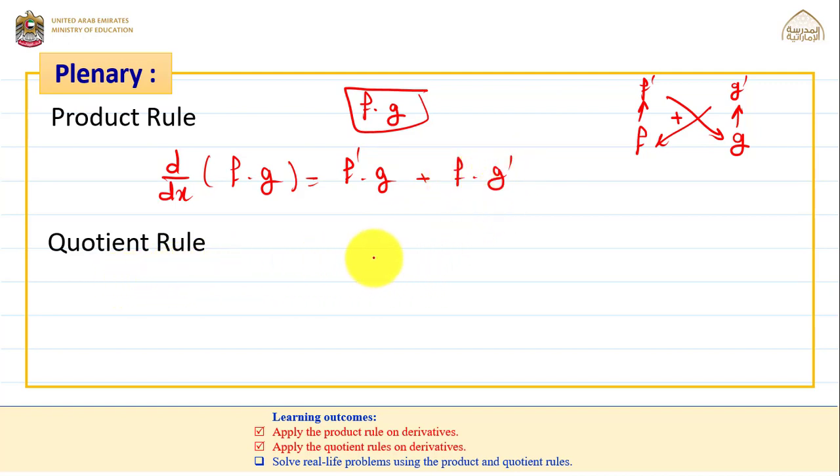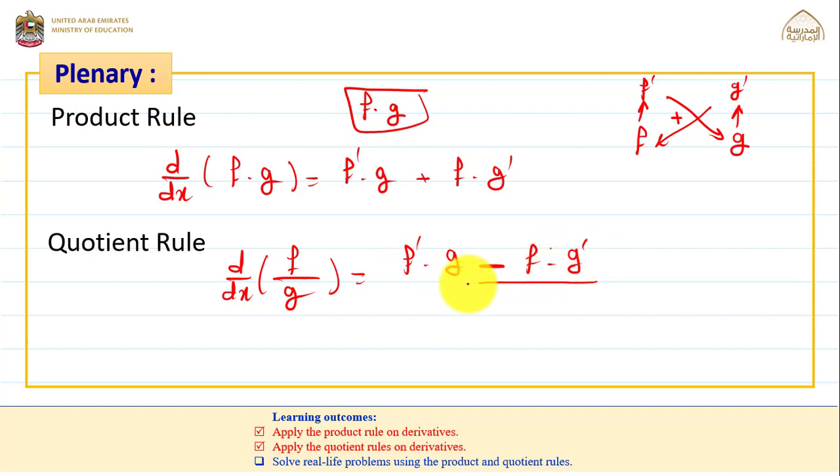Quotient rule, you can use the same way, but don't forget in the quotient rule the sign between the two terms in the numerator is minus, not positive. Then we get d by dx of f over j equals f prime times j minus f times j prime over j to the power 2.